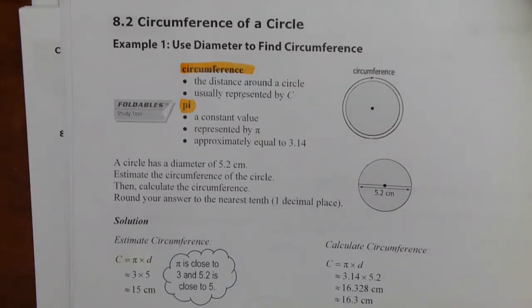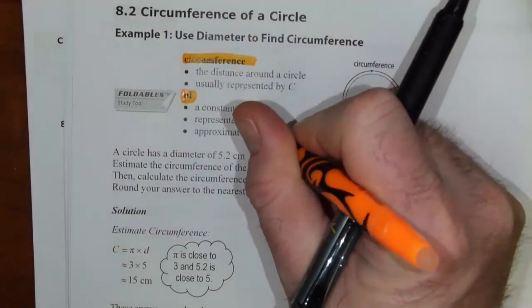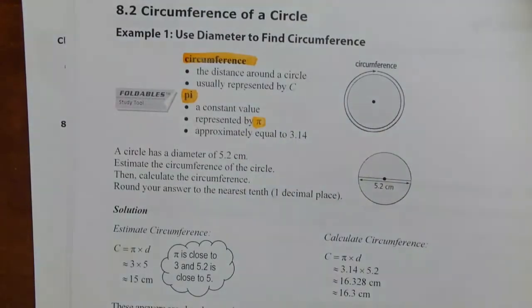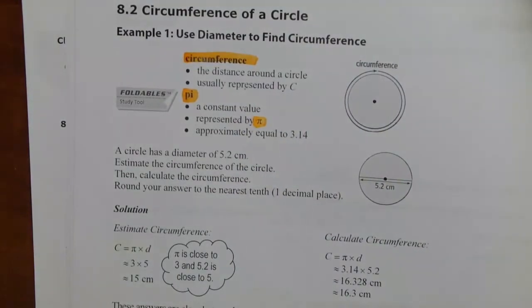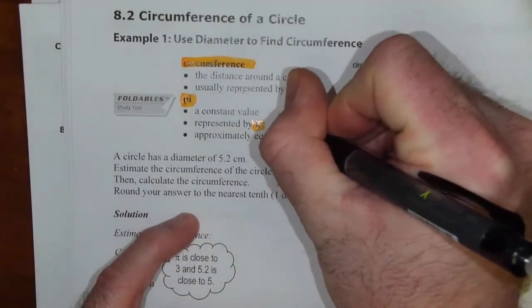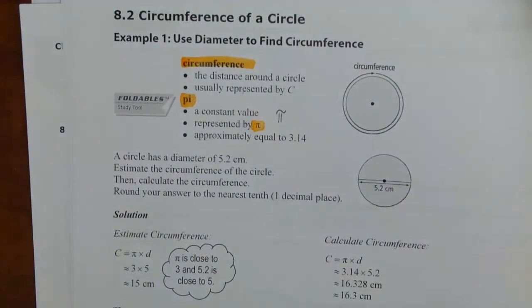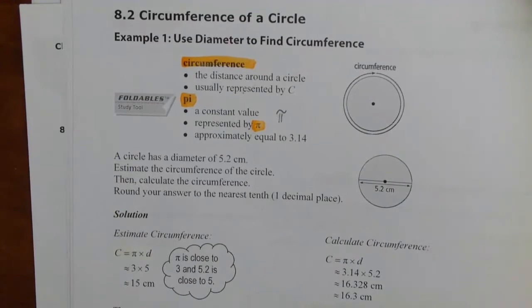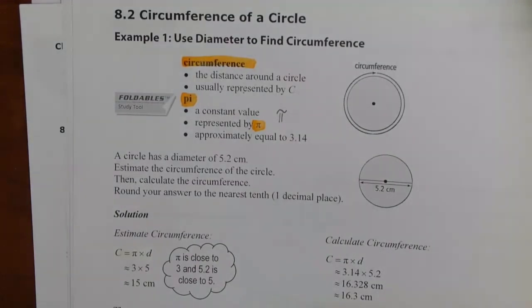And as a shorthand in mathematics, we use a symbol to represent pi. And that is this symbol right here. Now that's what it looks like when a computer prints it out. If you're going by my handwriting, this is kind of how I usually draw my version of pi. It's very similar. And it's approximately equal to 3.14.